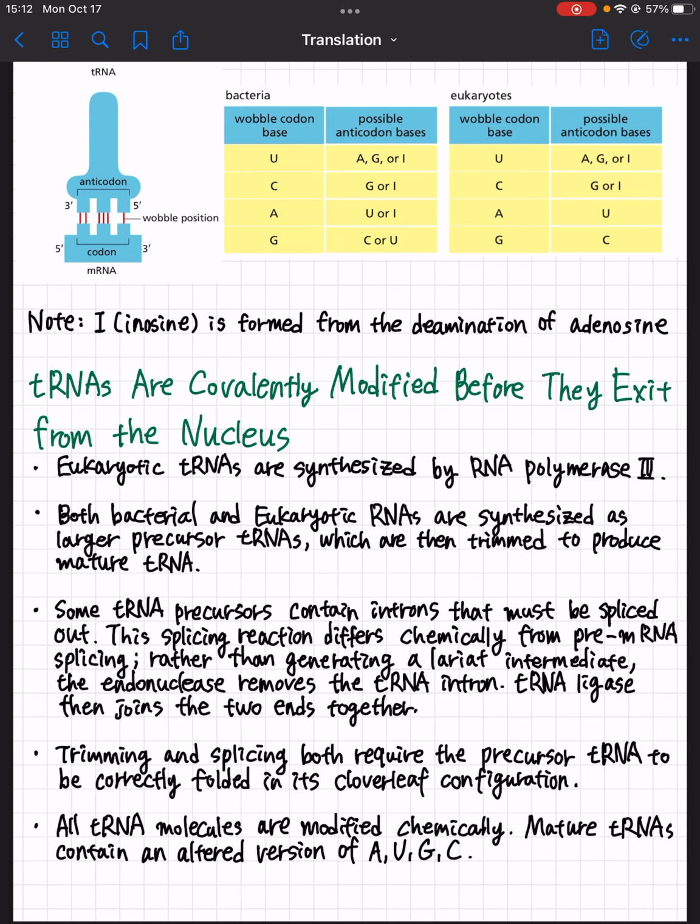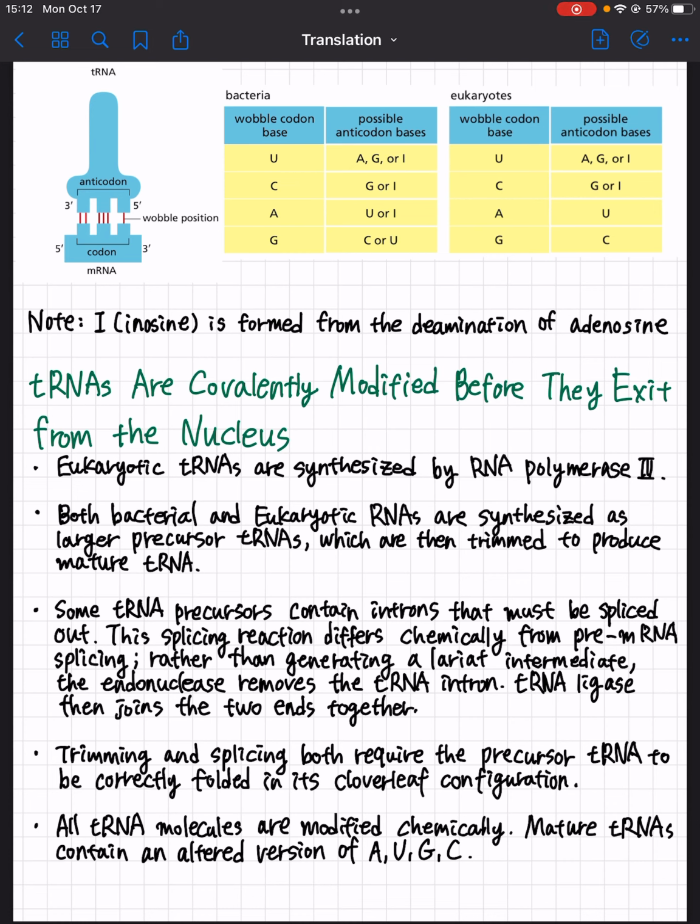tRNAs are covalently modified before they exit from the nucleus. Eukaryotic tRNAs are synthesized by RNA polymerase III. Both bacterial and eukaryotic tRNAs are typically synthesized as larger precursor tRNAs, which are then trimmed to produce the mature tRNA. In addition, some tRNA precursors from both bacteria and eukaryotes contain introns that must be spliced out. This splicing reaction differs chemically from pre-mRNA splicing.